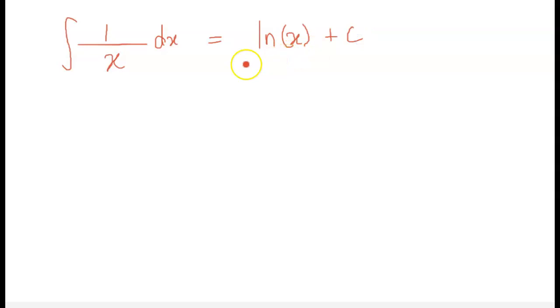For example, if we got integration of 1 over x dx, the integration of that one is ln x plus c. That's the rule you need to remember. The rule states that when you are integrating something at the bottom, the differential of that thing should be on the top, and the answer you can write is ln of a box.